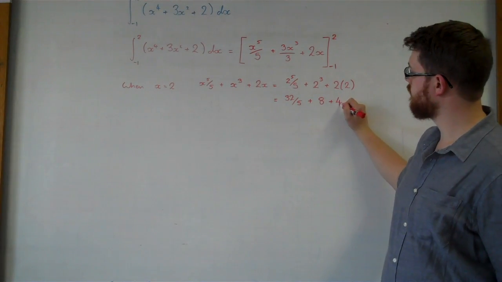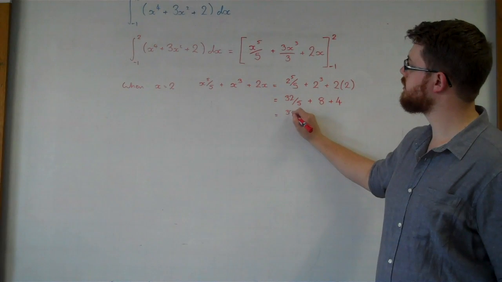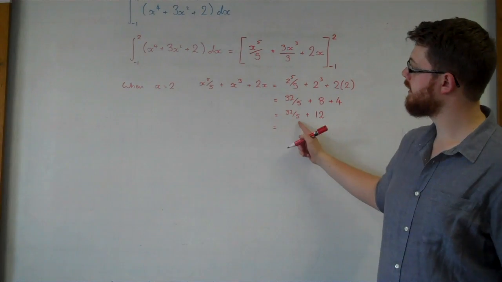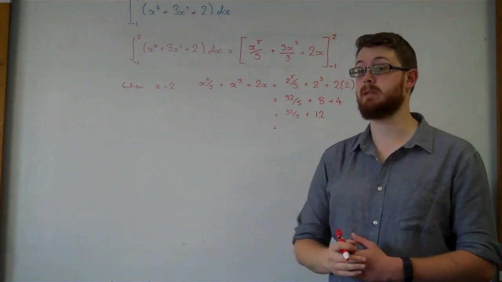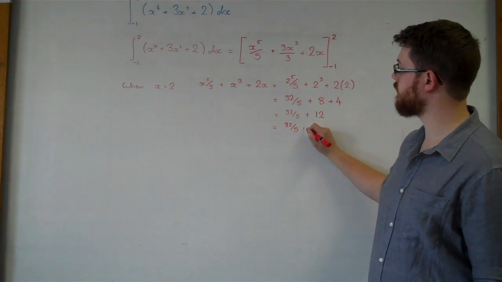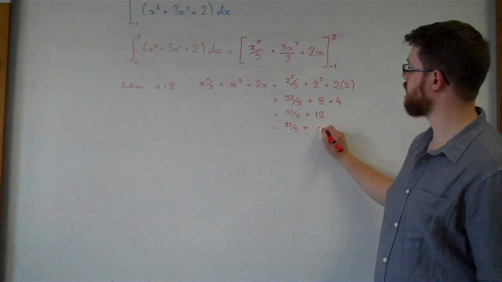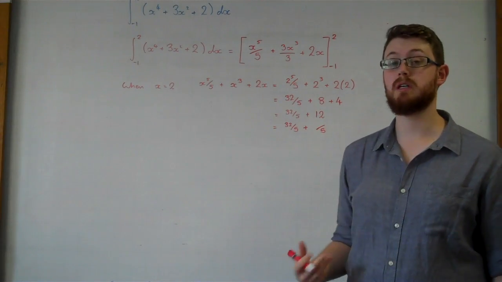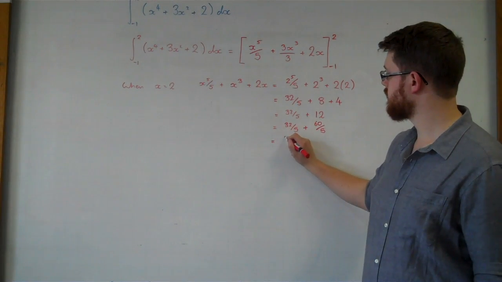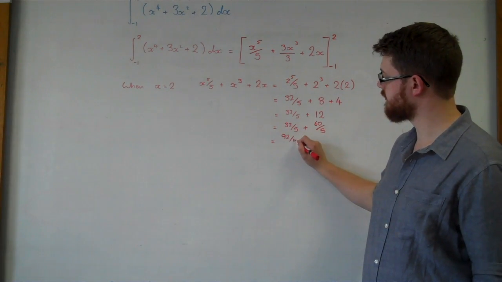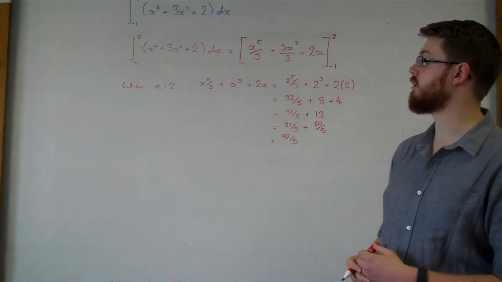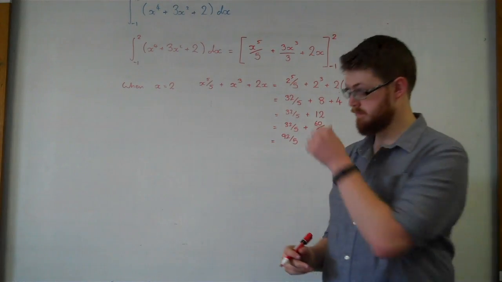8 plus 4. So we've got 32 over 5 plus 12. How do we add together fractions? Well, we need a common denominator. We've already got the over 5 here, so we want something over 5 here. 12 is 60 over 5. So we get 92 over 5 for our first part. We're now going to repeat that process for x is minus 1.